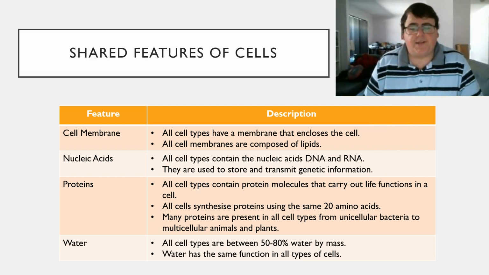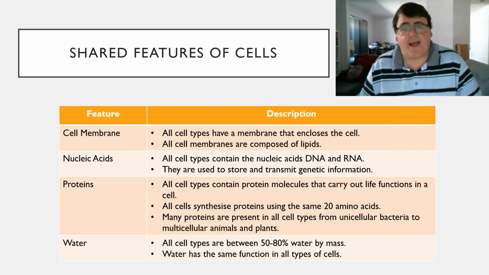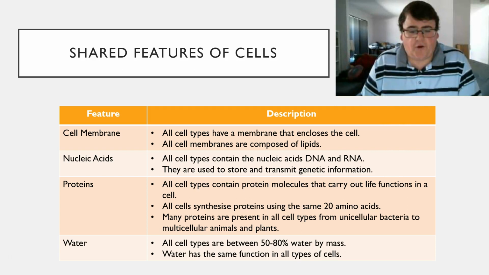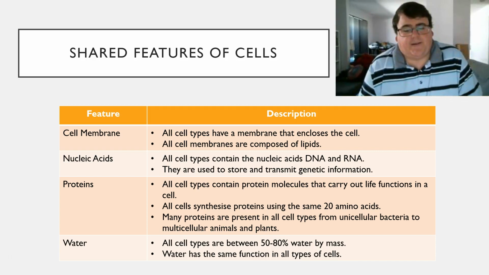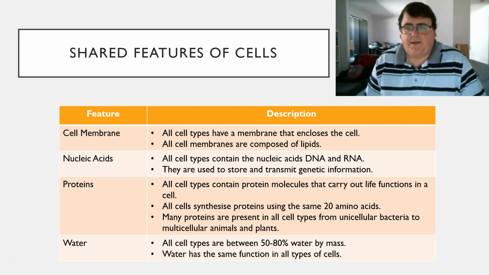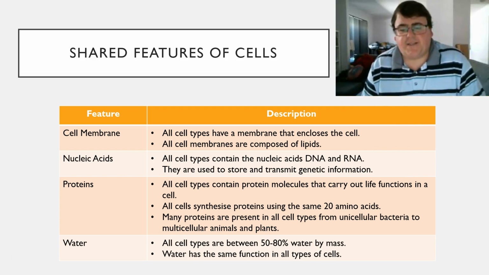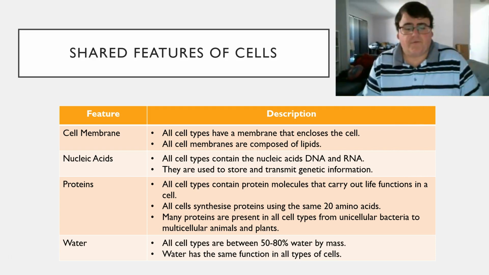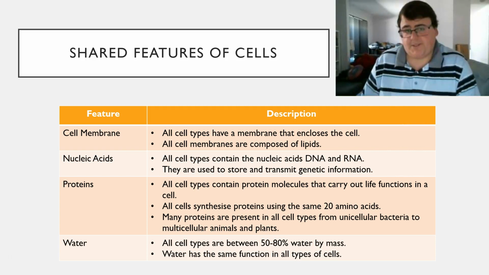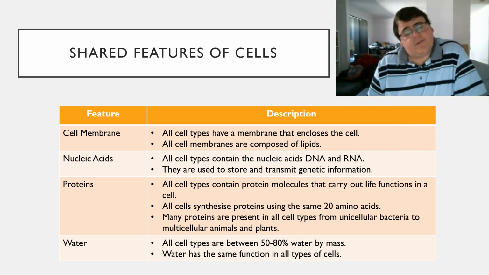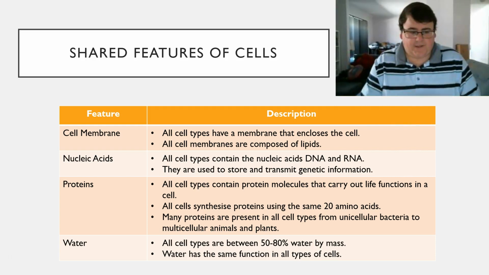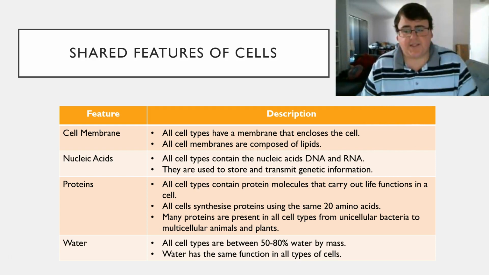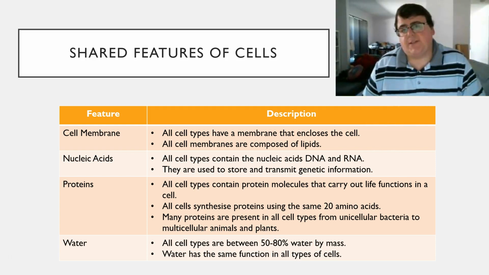All cells also contain protein molecules that carry out life functions in that cell. Every cell that we know uses the same 20 amino acids to synthesize those proteins. And many proteins that we've discovered are present in every cell type, from unicellular bacteria right down to multicellular animals and plants. They have the same proteins. Lastly, all cell types are between 50 to 80% water by mass, and that water has the same function in all types of cells. So these 4 features are common to all cells that we've found.